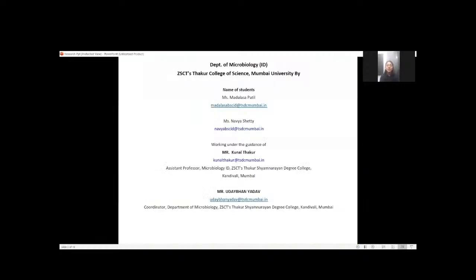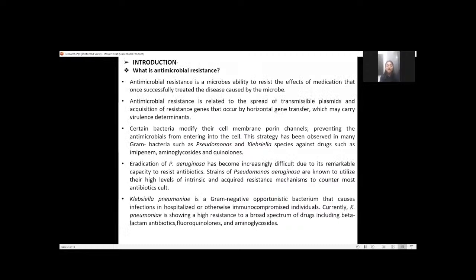Before getting started with the aims, methods, and results of this research, I would like to give a quick introduction on what antimicrobial resistance is and how it is affecting the health of millions of people worldwide. Antimicrobial resistance is a microbe's ability to resist the effects of medication that once successfully treated the disease. It is related to the spread of transmissible plasmids and acquisition of resistance genes that occur by horizontal gene transfer. Certain bacteria modify their cell membrane porin channels, preventing the antimicrobials from entering into the cell.